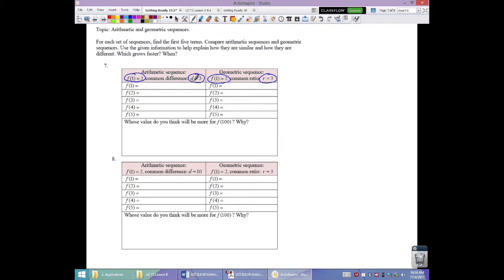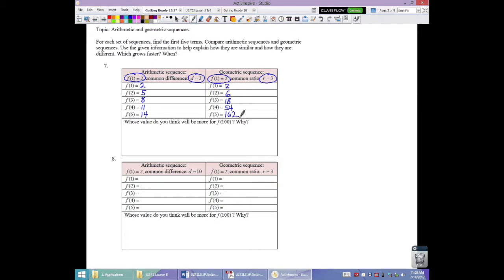Okay. So, arithmetic sequence, we start at 2, common difference is 3. So f of 1 is 2. To get f of 2, we add that common difference of 3, so we have 5. Add another 3 is 8. Add another 3 is 11. Add another 3 is 14. For geometric, f of 1 is 2 again, but now common ratio of 3 means we're going to multiply by 3. So 2 times 3 will give us 6, times 3 is 18, times 3 is 54, times 3 is 162.